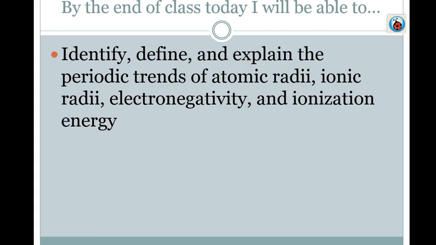Hope you guys are ready with notebook paper. Title it Periodic Trends. So, today you will identify, define, and explain the periodic trends of atomic radii, ionic radii, electronegativity, and ionization energy. You will know what these are, you will know the trends, and you will know the reasoning behind it. And you will do a worksheet after these notes to practice and understand these a little better.